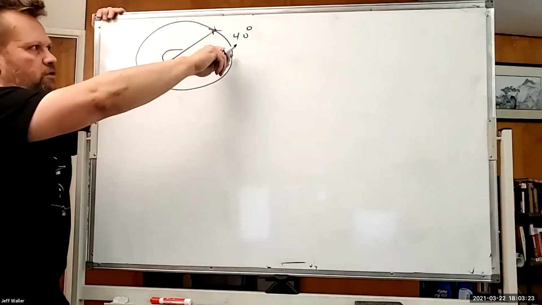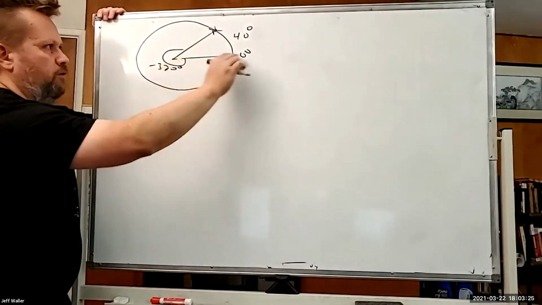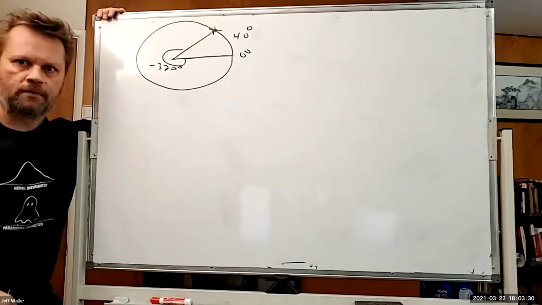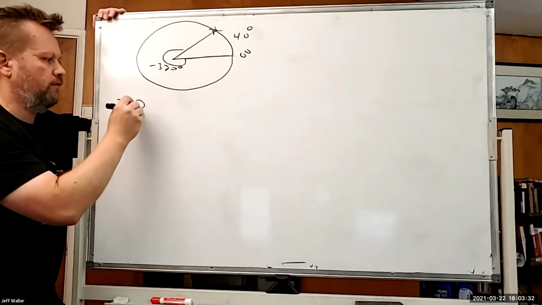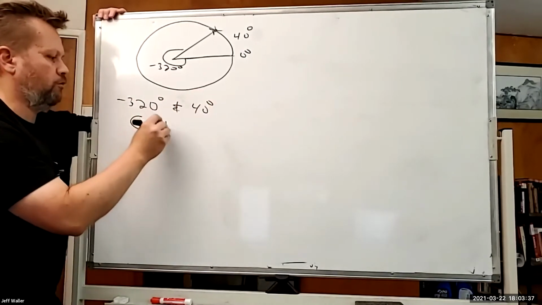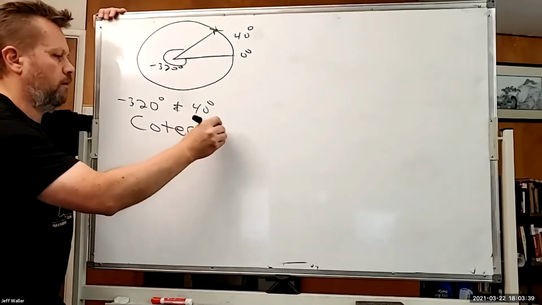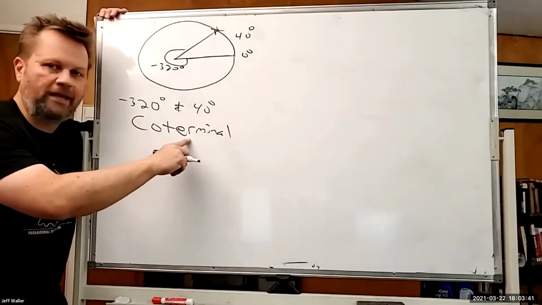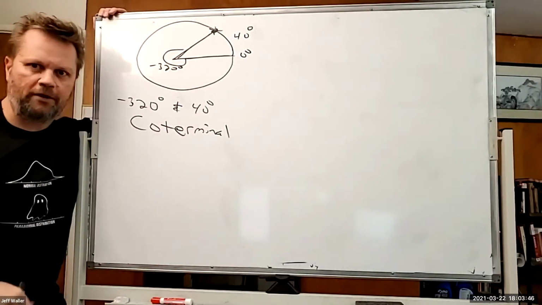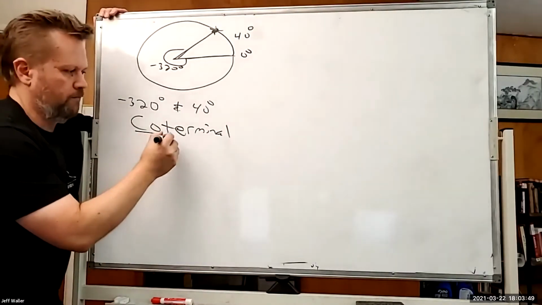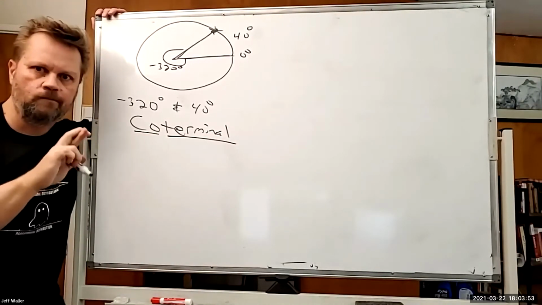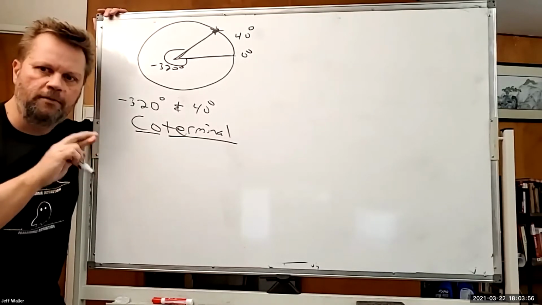Negative just means you start at the origin, which is 0 degrees, which we always do like this, and you go backwards. That's all that means. We call these two, negative 320 degrees and 40 degrees, coterminal because they both terminate at the same place. Isn't that crazy? Coterminal. Okay, I like it. Not a big deal. But now watch this.